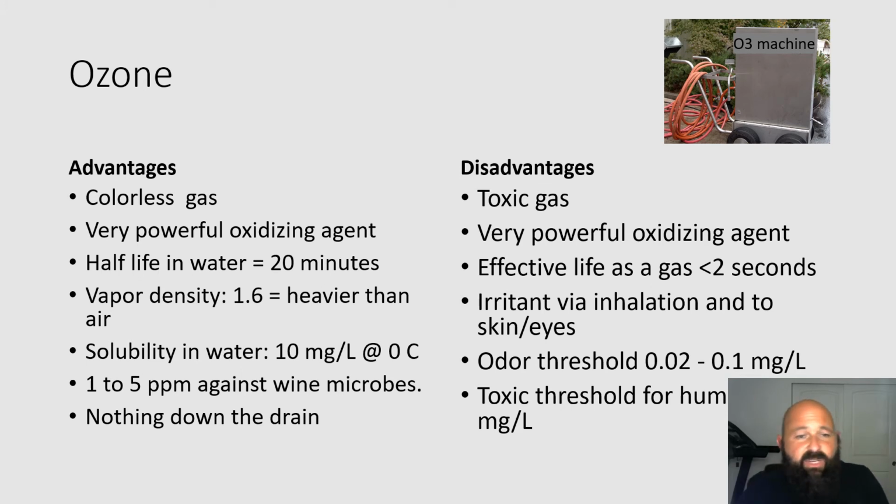The advantages to ozone are, it's a colorless gas, it's a very powerful oxidizing agent, it has a half-life in water of about 20 minutes, but it tends to dissipate, and it does go away. There's nothing that goes down the drain. It just goes away. The vapor density is really heavy. It's much heavier than air, which means it likes to sink and sit in barrels and sit in tanks. It's soluble in water, about 10 milligrams per liter at 0 degrees C, so really cold water can hold quite a bit of it. But it takes quite a bit of concentration to be really effective as a killer of microbes, so 1 to 5 parts per million against wine microbes.